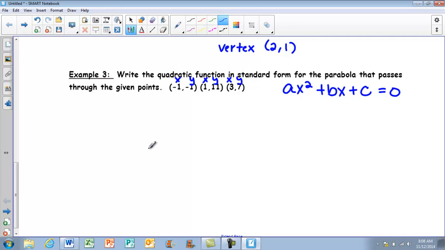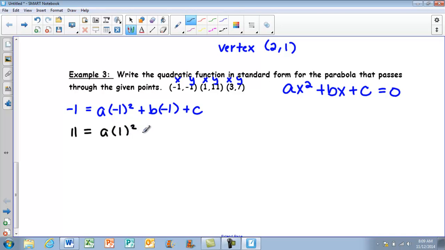So what we're going to do is plug these points in for each. If I take a look at my first point, I have negative 1 equals, so that's my y value. Then I'm going to plug in for x. So a times negative 1 squared plus b times negative 1 plus c. Then I have my next equation. 11 equals a times 1 squared plus b times 1 plus c.